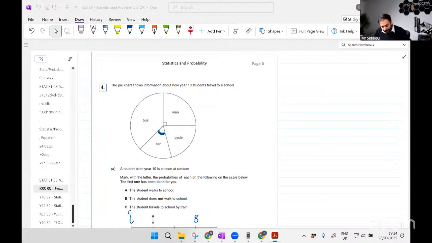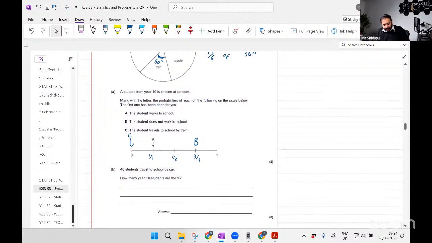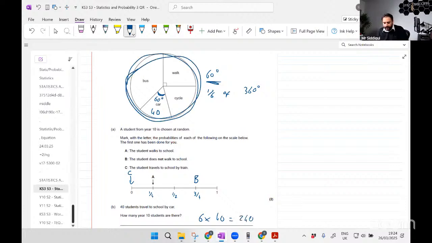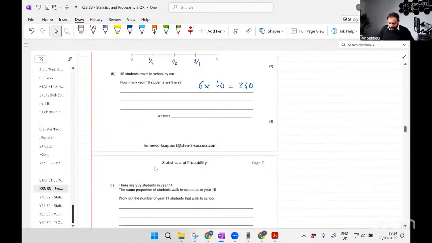Yes, so apparently, if you use a protractor to measure this angle, you will get 60 degrees, which is essentially what you need, because 60 degrees is 1/6 of this circle, because it's 1/6 of 360 degrees. So if 40 students travel by car, then the whole circle is 6 times as big as that number. So you do 6 times 40, which means the whole circle is 240 people, and 1/6 of it, this section, is 40 people. It should have really told you, but that is what you had to do there.